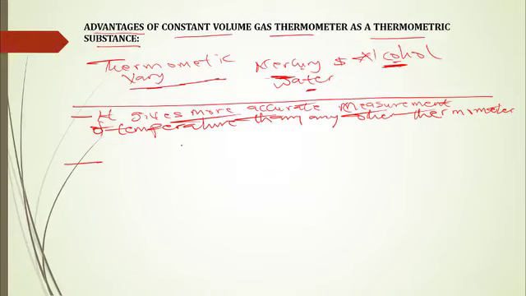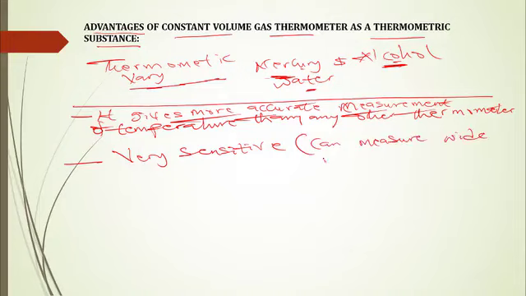The second advantage is that it is very sensitive. It is very sensitive, and because of its high sensitivity, it can measure wide range of temperatures. Alright, so these are the two advantages of the constant volume gas thermometer. So now you know that the constant volume gas thermometer is the best kind of thermometer.